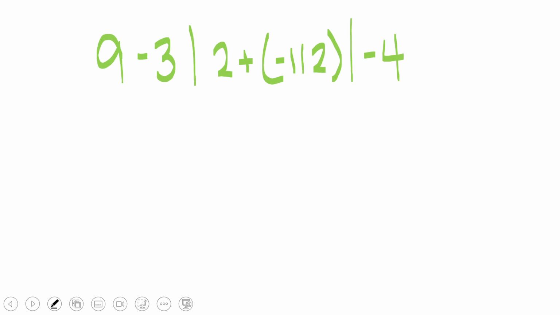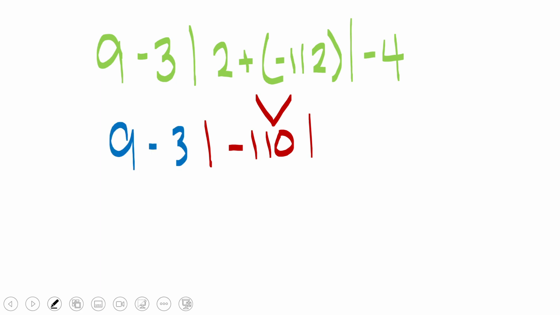Alright, 2 plus a negative 112 is negative 110. And that's still got absolute value around it. So we have a 9 minus 3 times the absolute value of negative 110 minus 4, rewriting our expression.